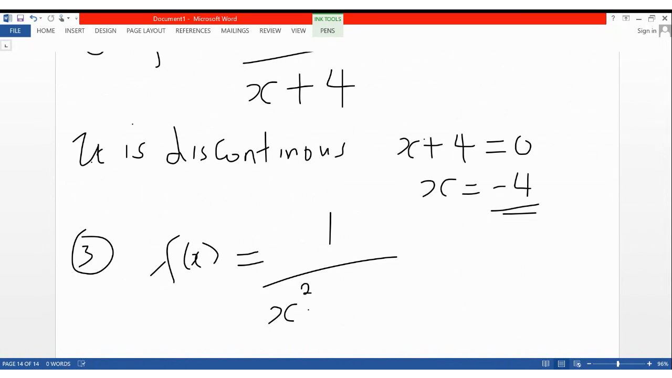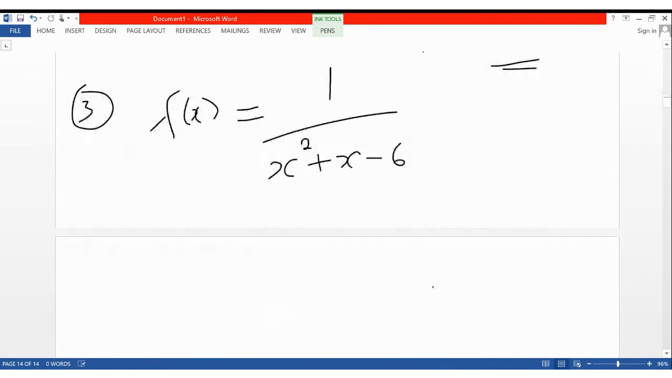Plus x minus 6. That one there. You can try. It will be discontinuous where? Again, you shall just equate this one to 0. So it is discontinuous when x squared plus x minus 6 is equal to 0.